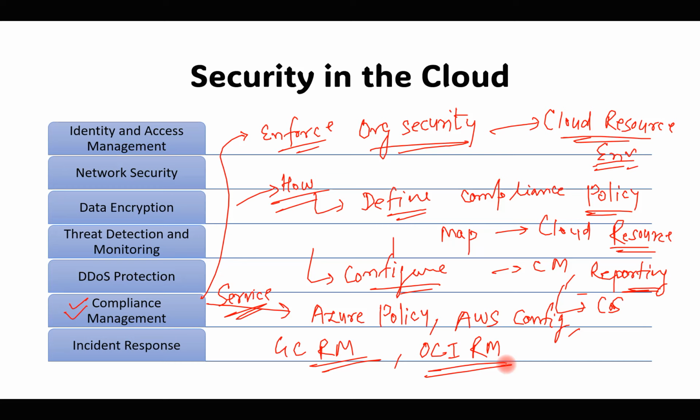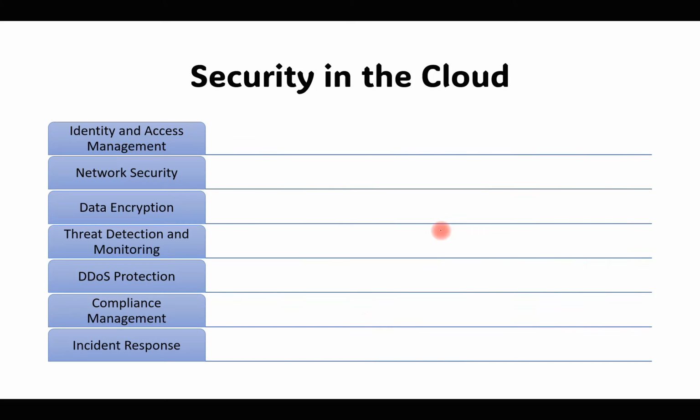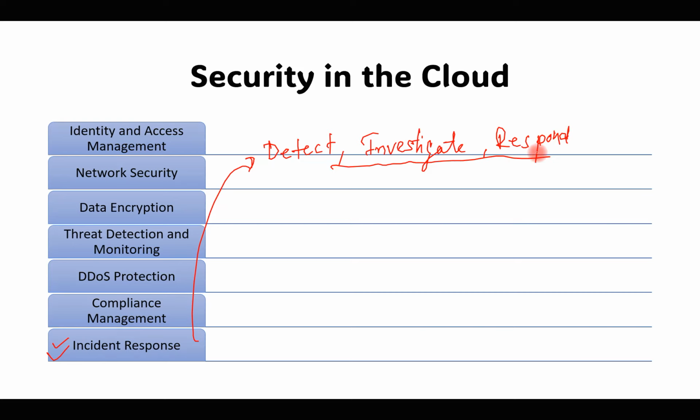Now it's time to talk about incident response. Whenever we talk about incident response, it provides a framework for detecting, investigating, and responding to security incidents. So what does it do? It detects, it investigates, and it responds. This is how the incident response service works in a cloud environment. It helps us to minimize damage and restore normal operations quickly.